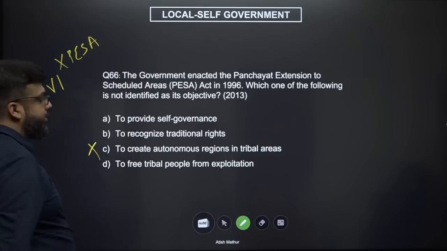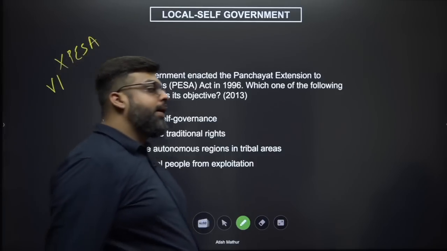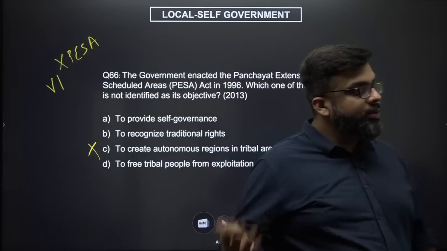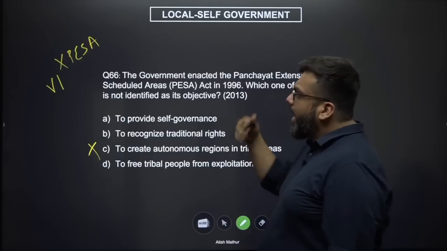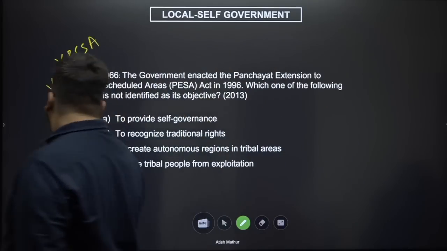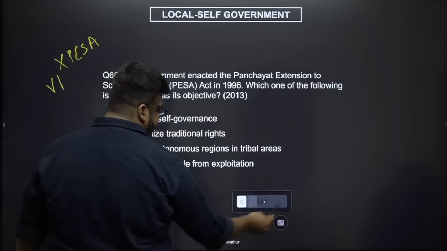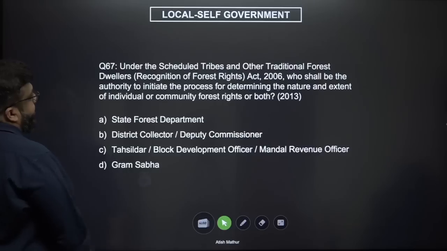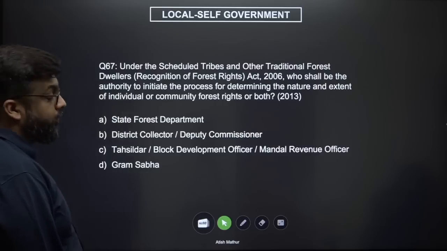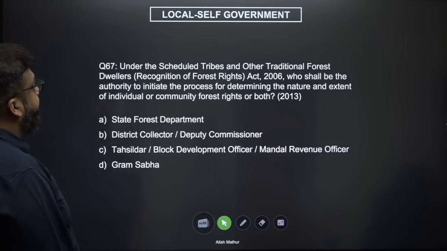There you have your autonomous districts. Here, your Gram Sabhas will get the powers as given to them by the respective legislatures and some additional powers as such. So the answer here will be C. Okay. Next. Under the schedule, this is a tough question but a very easy one actually at the same time.